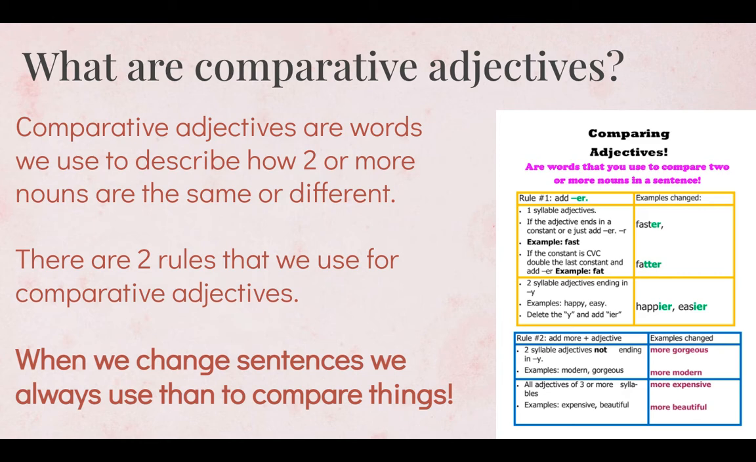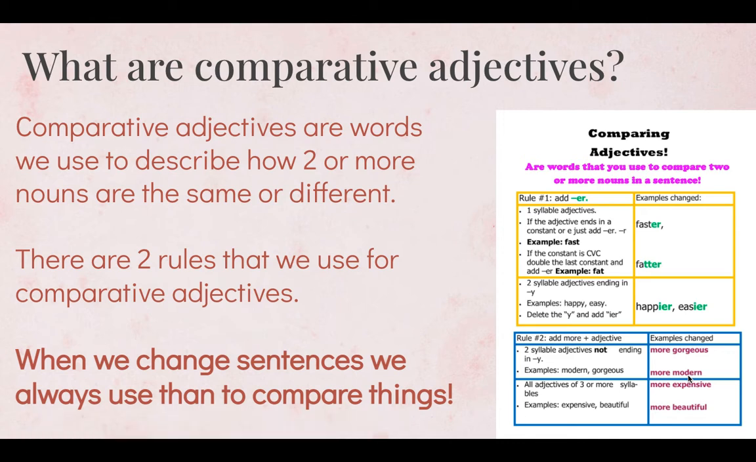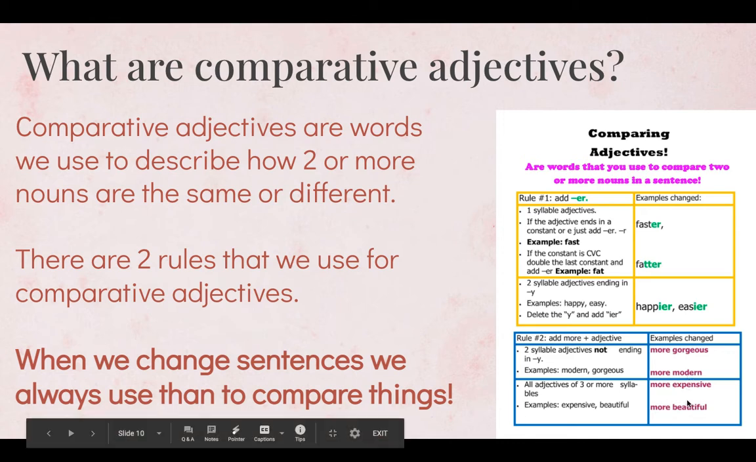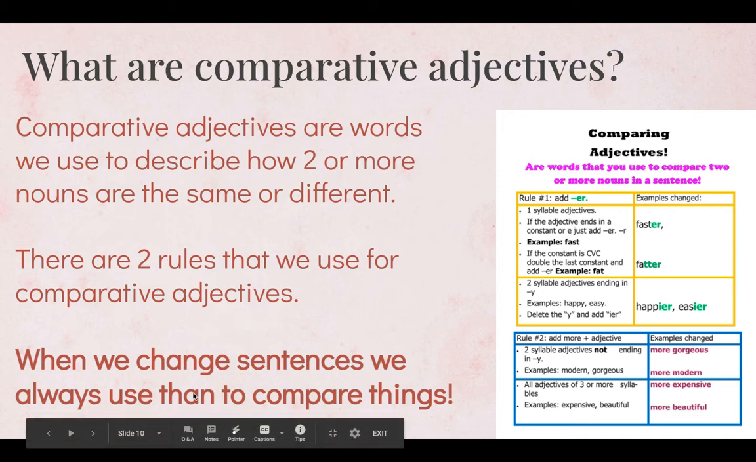Rule number two is when we have two syllable adjectives not ending in Y, we just add the word more in front of it. So more gorgeous, more modern. And all three syllable adjectives, we add more as well. More expensive, more beautiful. The thing we have to remember now is to use the word than in our sentences. So I would say, the diamond is more gorgeous than the pearl, right? I've got to use the word than in order to make sure my adjective is written correctly.